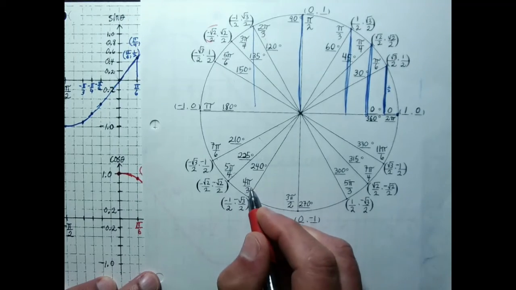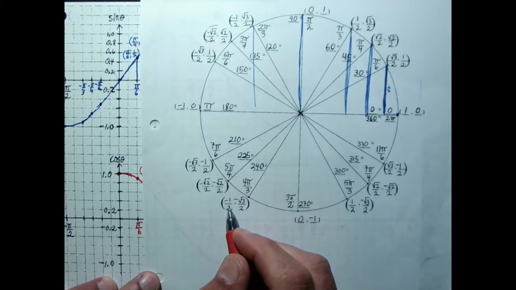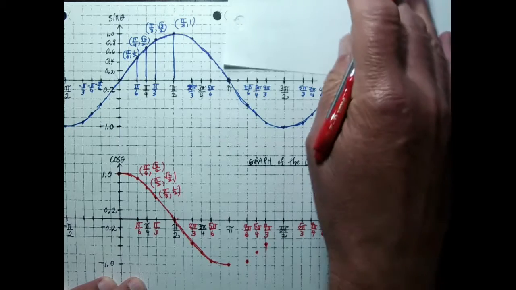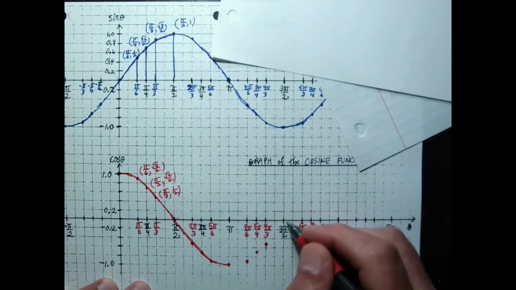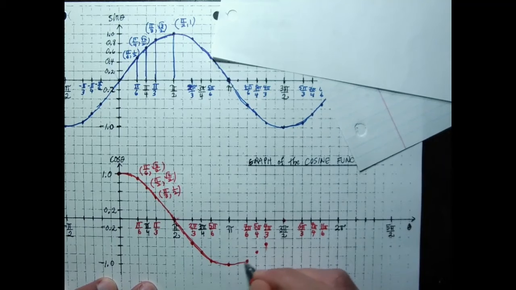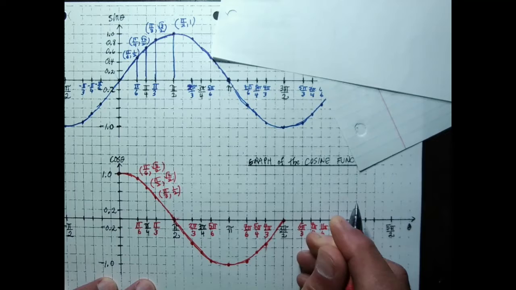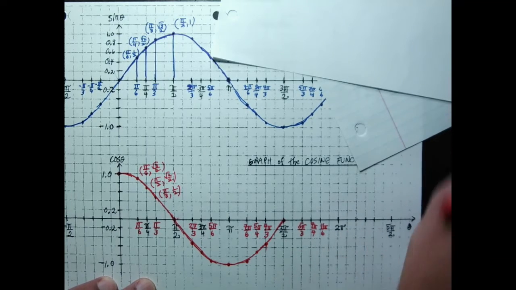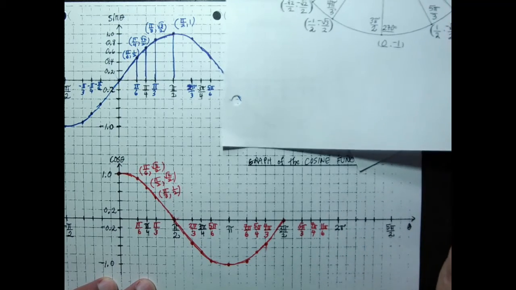So there's 4 pi over 3. Cosine is negative a half. That becomes a y coordinate here. At 3 pi over 2, cosine is 0. So we're getting a very similar shape to sine, right? But we're kind of staggered in a slightly off way.